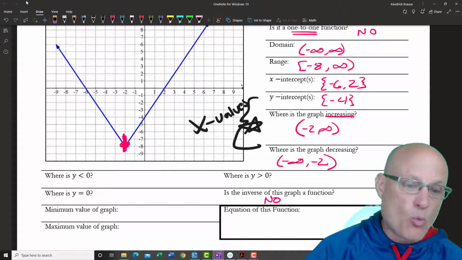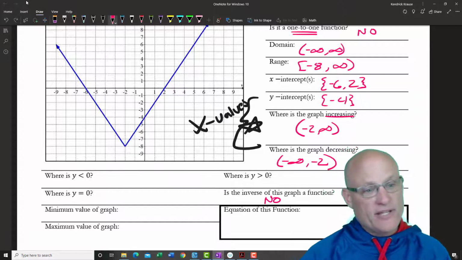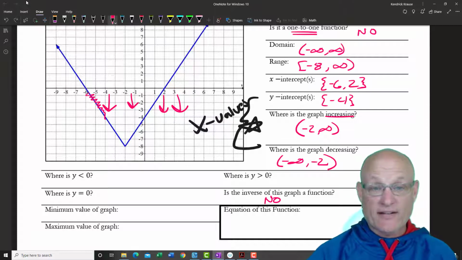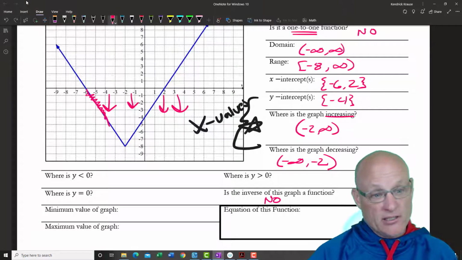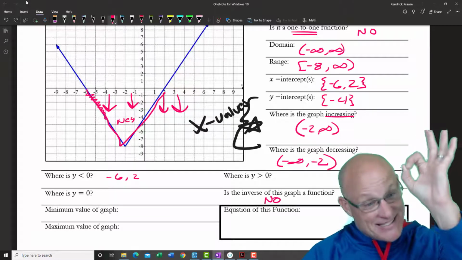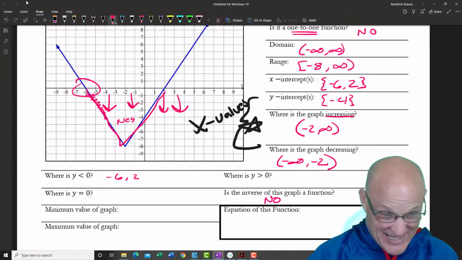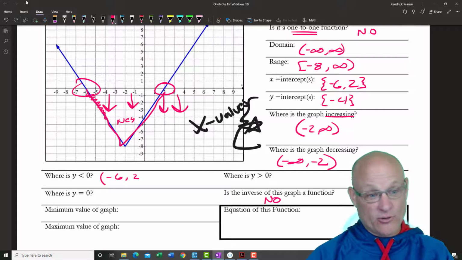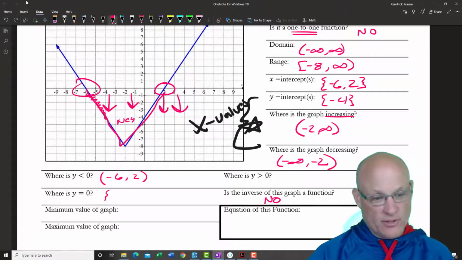Where are the Y values negative? Well, all down here, the Y values are negative because we're below the x-axis. Wouldn't you agree that anything down here is below the x-axis? So any Y value between here and here is negative. So I would say starting at -6 and ending at 2, it's negative. Now, at this exact point, it's 0. At this exact point, it's 0. That's not negative, so we cannot include those points. Where does it equal 0? Well, -6 and 2. Again, we're listing values.